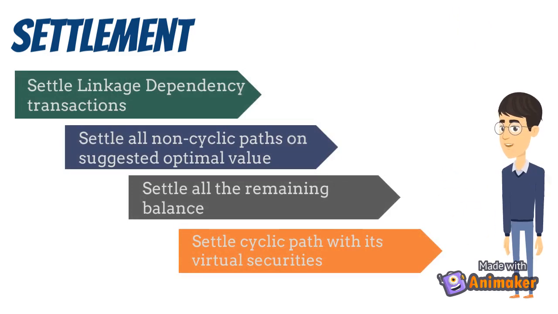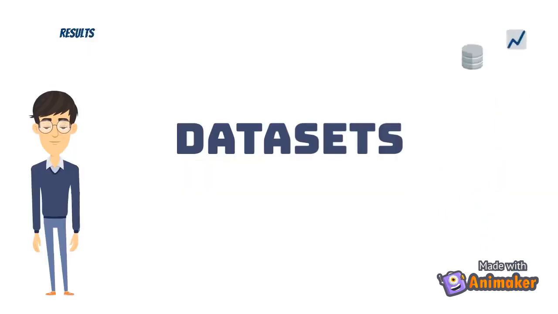First, the linkage dependency transactions are settled. Then settle all the non-cyclic paths using the suggested optimal value. After that, all the remaining balances are settled. Finally, the cyclic paths are virtually settled using the bottleneck values obtained when detecting cycles.